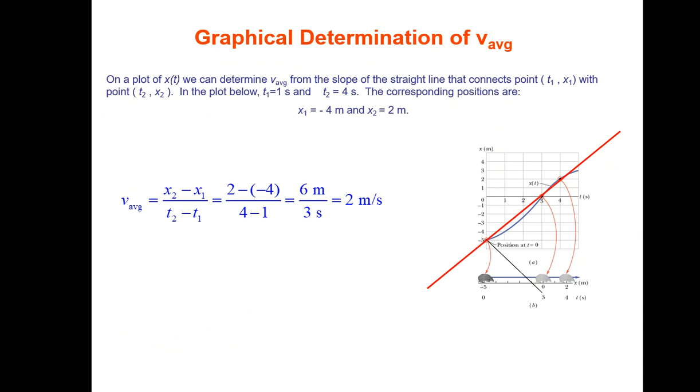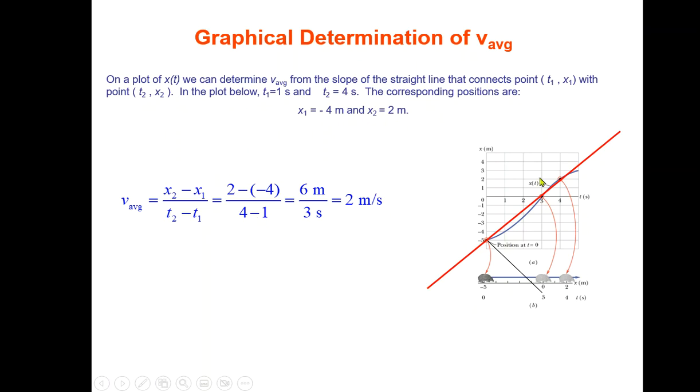So we can graphically determine the average velocity. We'll take 2 points here: x2, time 2, and time 1. What is our initial position? x1 and t1. So we're going to start here at time 1 second, and the position at time 1 is about -4. And then at time 2, we have 2 meters at 4 seconds.